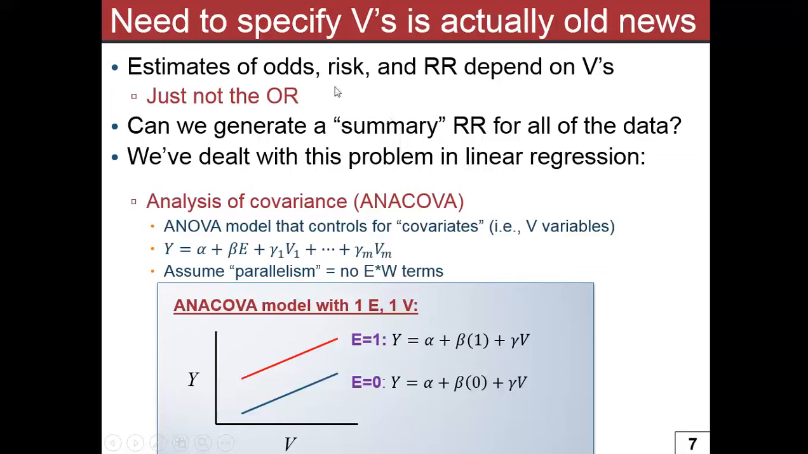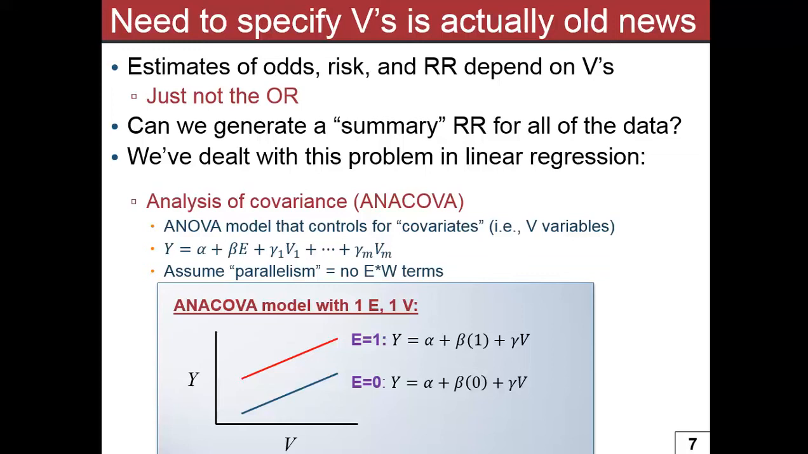We need to specify the V's. It turns out the odds and the risk ratio are all things that we get out of a logistic regression model that required the V's. The only thing that does not require it is the odds ratio. The odds ratio, everything cancels. So what we want to be able to do is compute this risk ratio thing for all of our data, and it's going to involve plugging in some stuff for the V's.